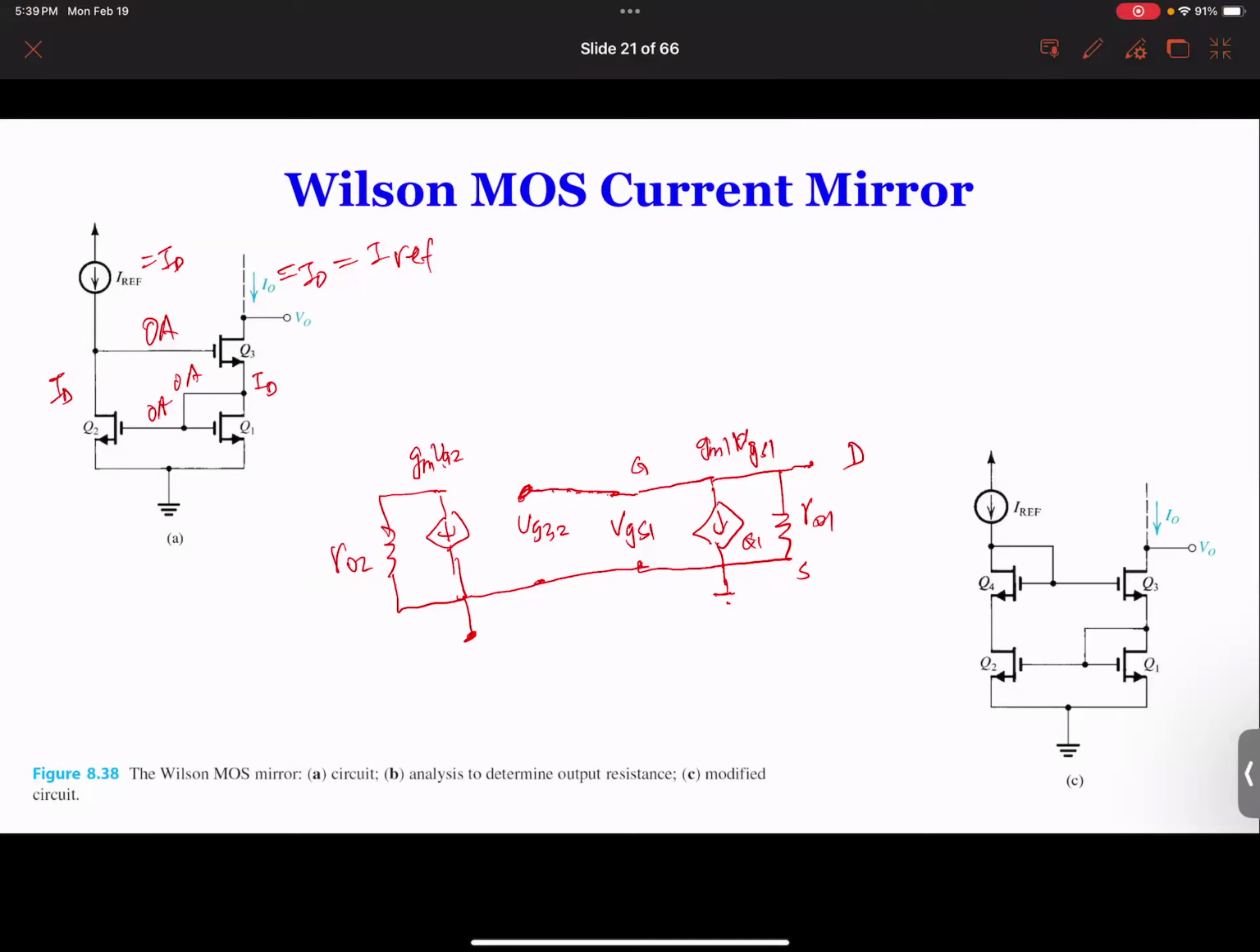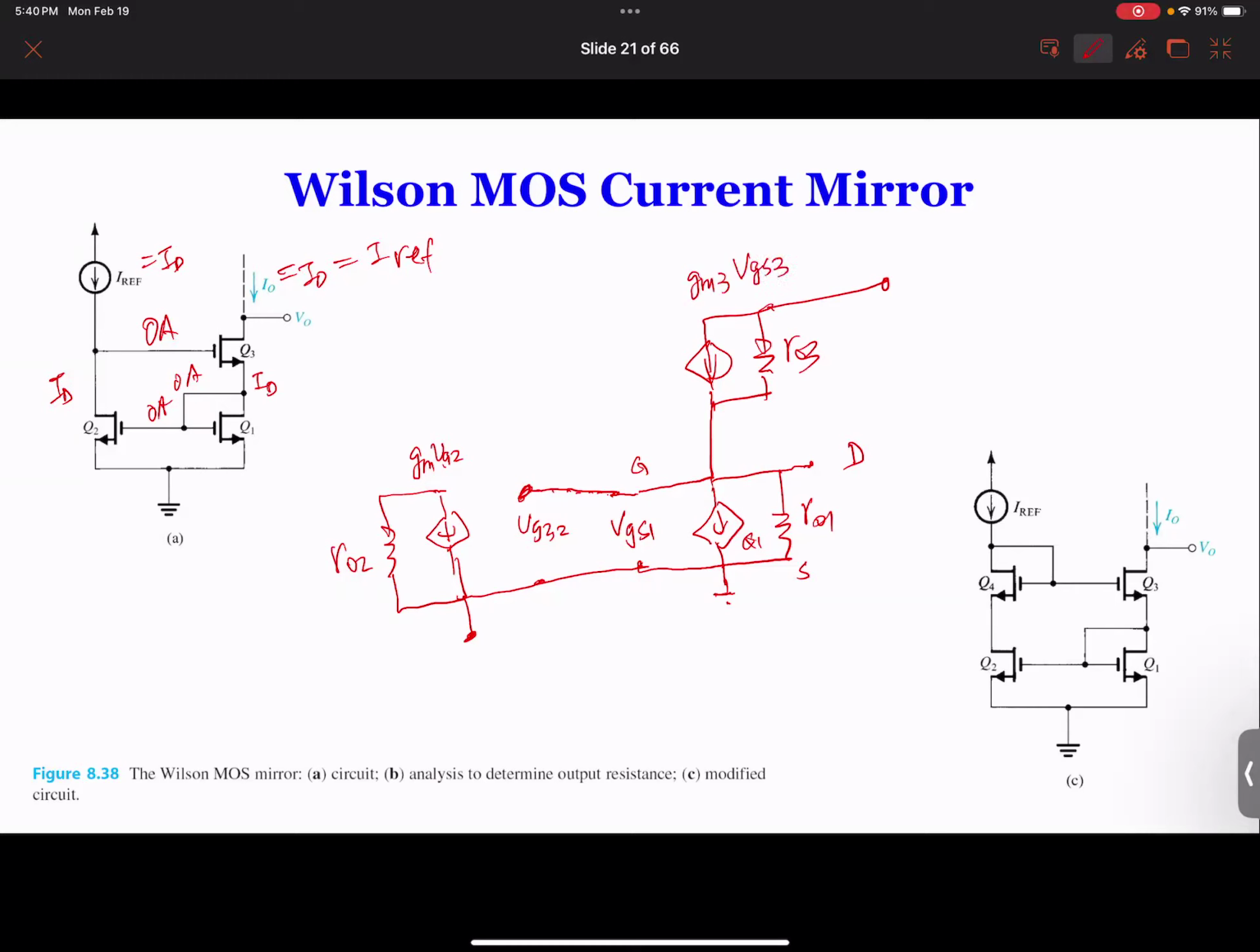And now you look at where is the drain of Q1 connected? The drain is connected to the source of Q3. So now we need to figure out the circuit for Q3. So Q3, we're going to draw the same thing. RO3. Okay, so they are connected. I'm going to connect them. And this is where we're going to put our test voltage over here. And so this is GM3 times VGS3.